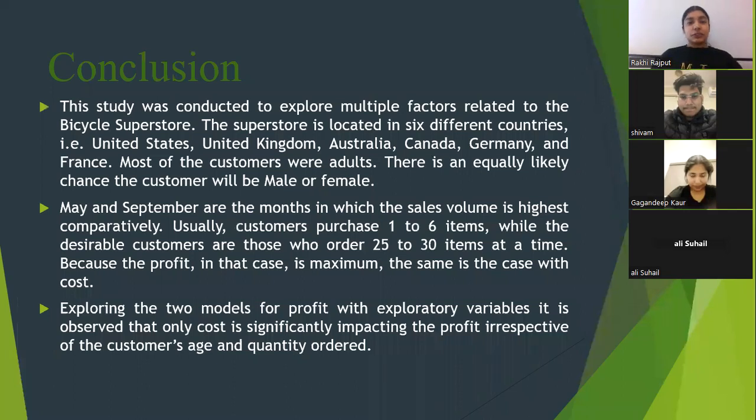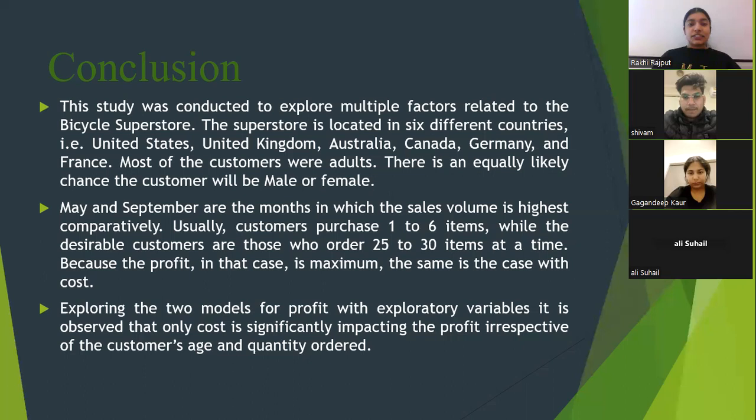Let me talk about the conclusion. This study was conducted to explore multiple factors related to the bicycle superstore. The superstore is located in 6 different countries: United States, United Kingdom, Australia, Canada, Germany, and France. Most of the customers were adults. There is an equally likely chance the customer will be male or female. May and September are the months in which the sales volume is comparatively highest.